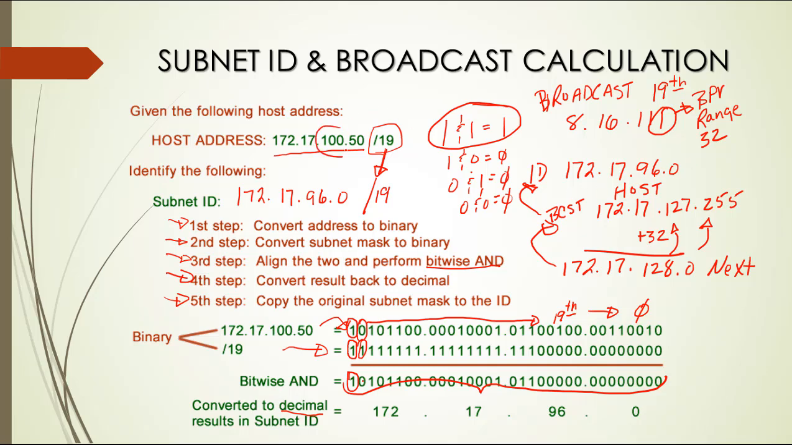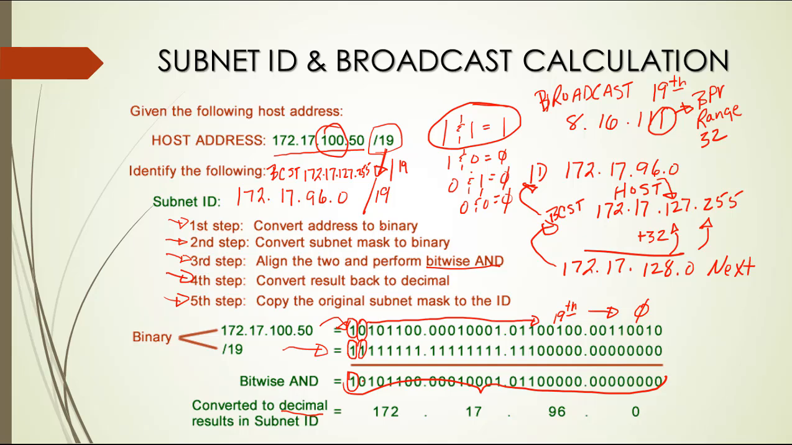So if you look, the 100 in the third octet is definitely in between 96 and 127. Okay, and there's your broadcast address, 172.17.127.255. It would also, of course, carry a /19.